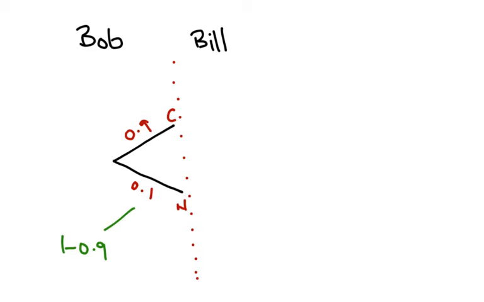Bill, on the other hand, is more of a lazy dude. So we're going to say that the probability that Bill catches the bus is 0.7. Obviously, for him not catching the bus it would be 0.3. Just the same way, I'm going to put a C here for Bill catching the bus and an N for Bill not catching the bus.